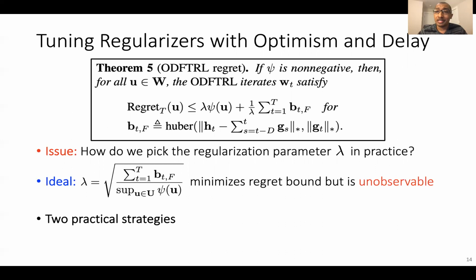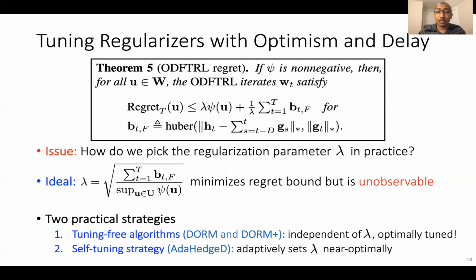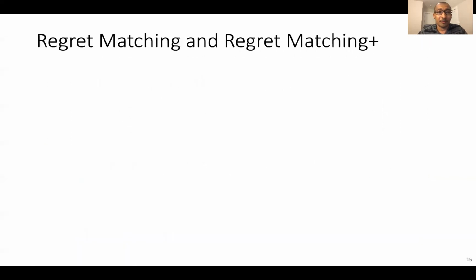So as an alternative to this, I'm going to offer up two practical strategies. First, we're going to consider a pair of tuning-free algorithms that are actually completely independent of the setting of lambda, and hence also optimally tuned with respect to lambda. And then we're going to explore a self-tuning strategy called AdaHedgeD that adaptively sets lambda in a near optimal way. Okay, first, tuning free.